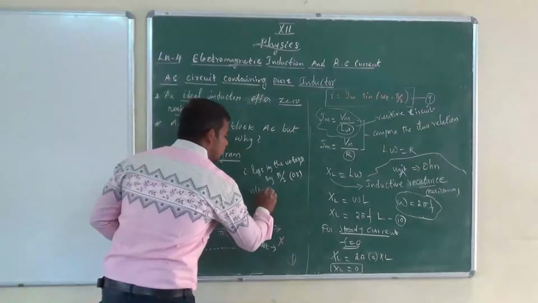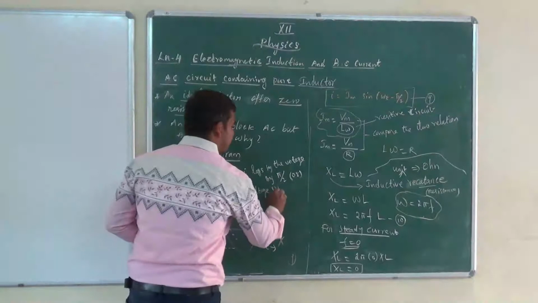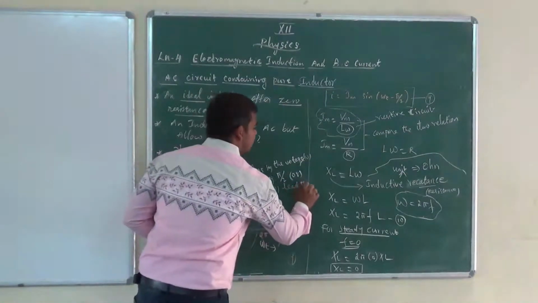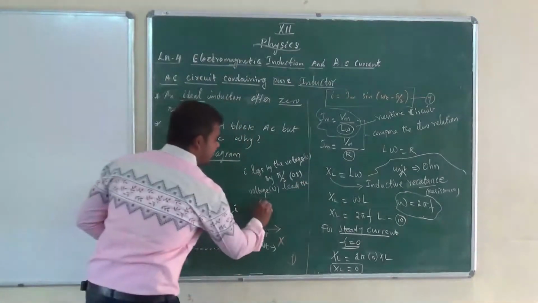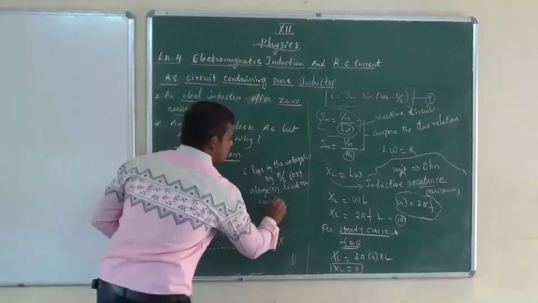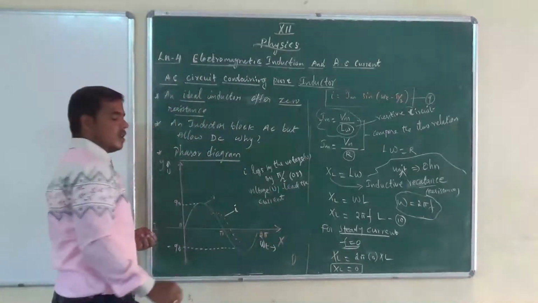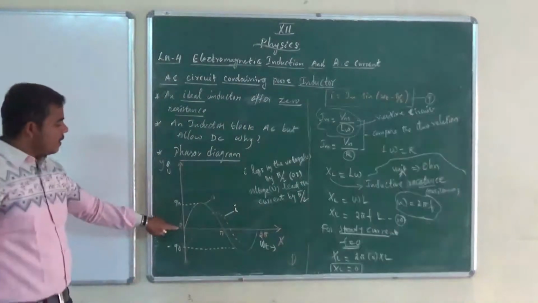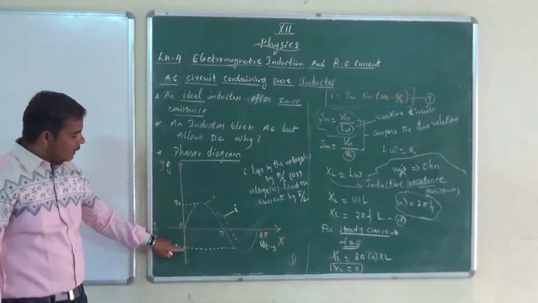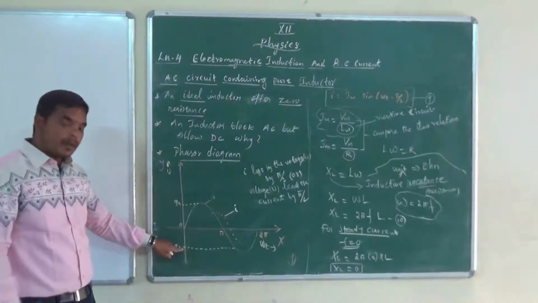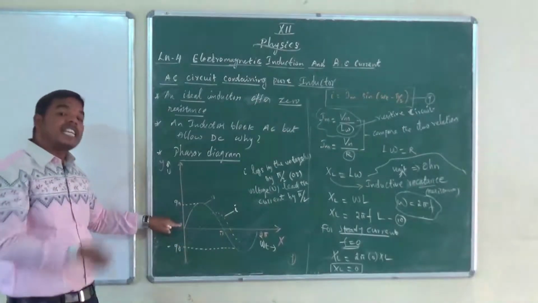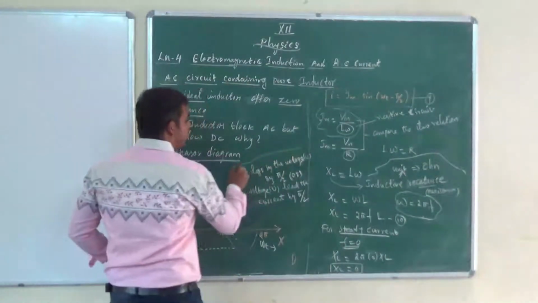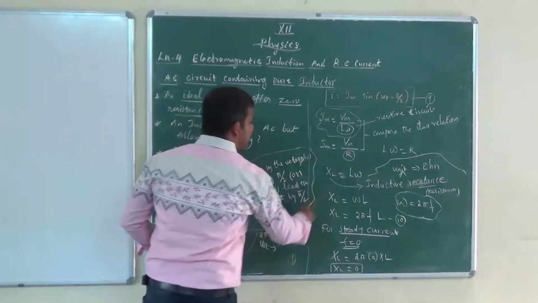In other words, we can represent it this way: the voltage, represented by V, leads the current. How much does it lead? By pi by 2. See the diagram? If you consider the current below by 90 degrees, the voltage leads the current by 90 degrees. So these are very important points.